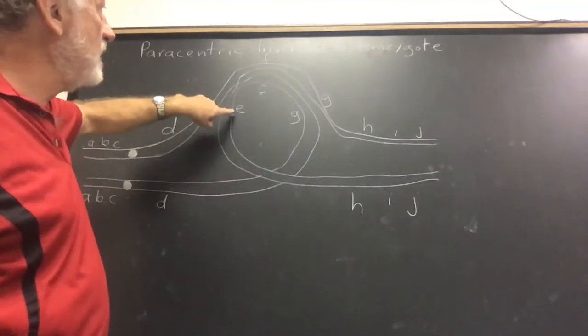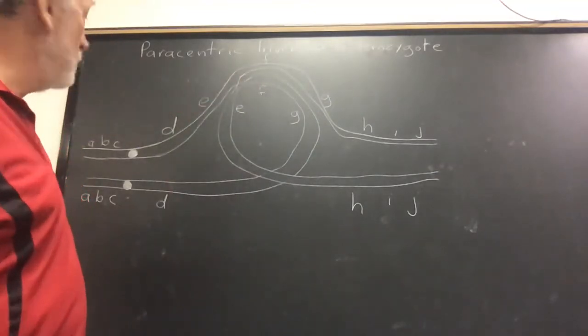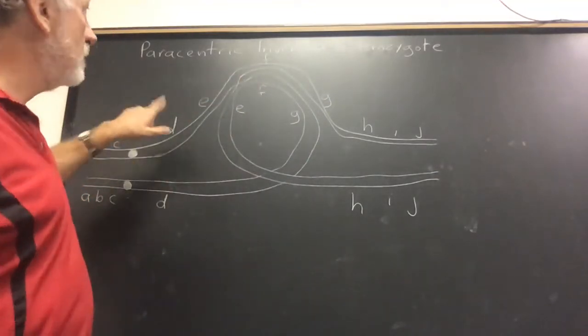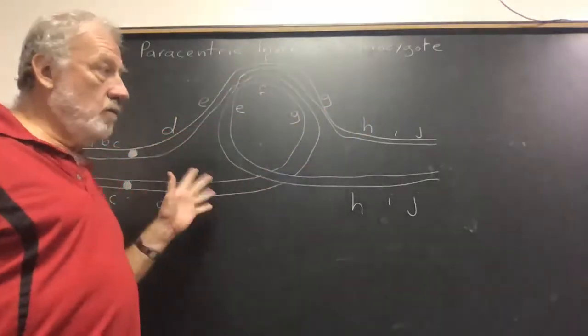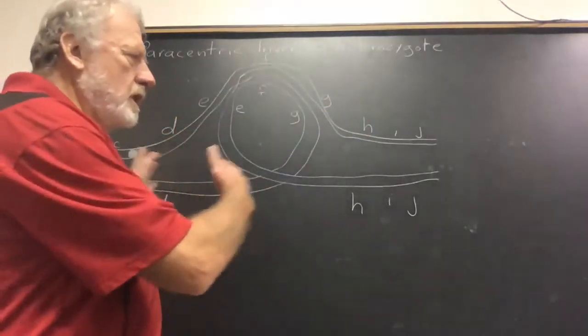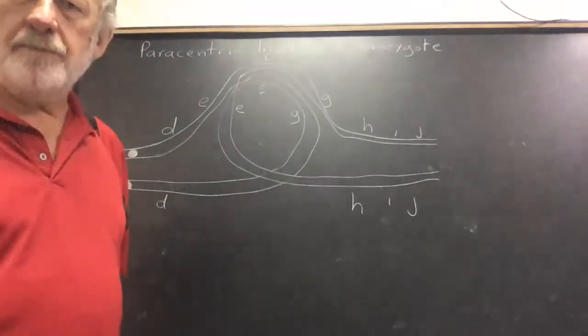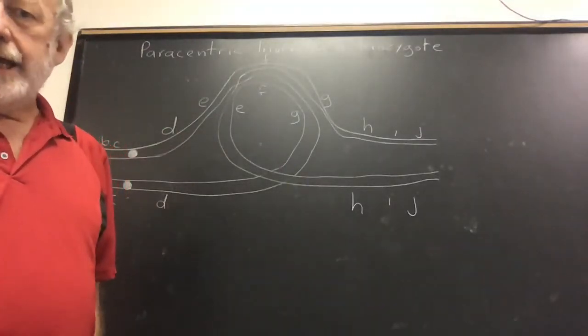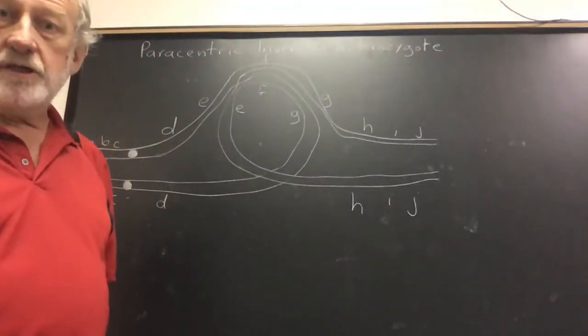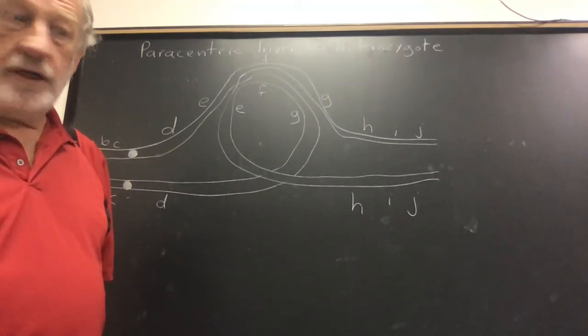crossover between genes E and F. So our normal gene order is ABC, centromere D, E, F, G, H, I, J. And what we're going to have to do is figure out how this separates into the gametes during meiosis, and you have to tell me whether these gametes are viable or inviable.